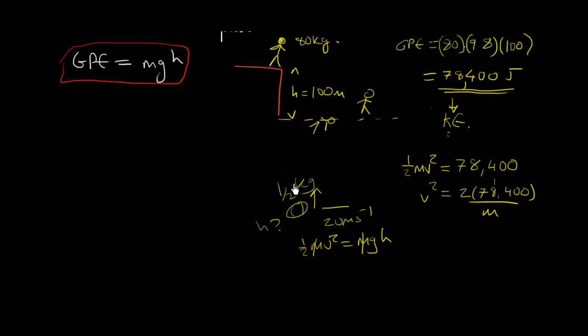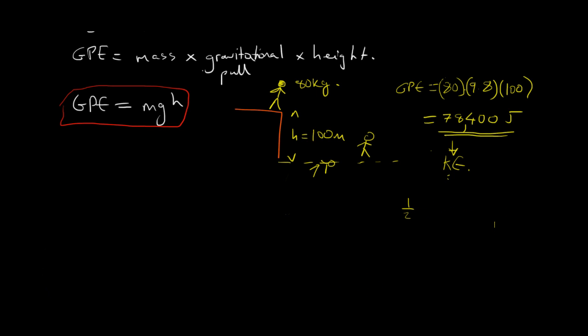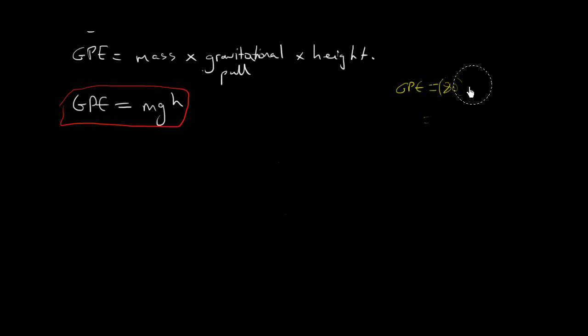So hopefully that gives you a sense of what we normally use gravitational potential energy for. And let me just delete some of this stuff, since it shouldn't be part of the notes necessarily.